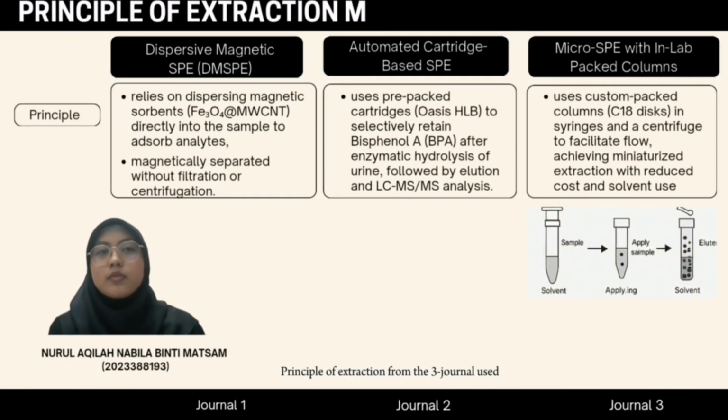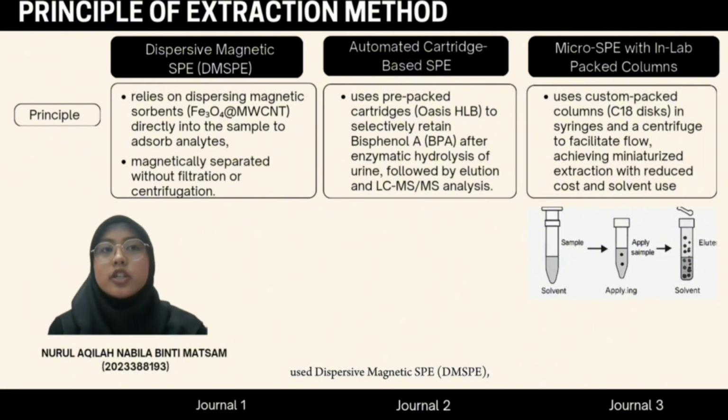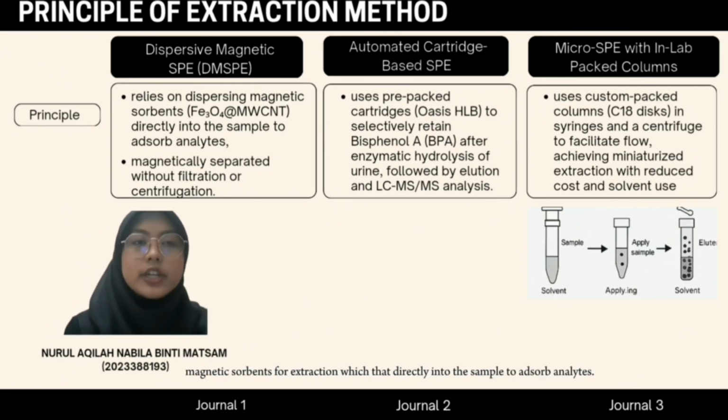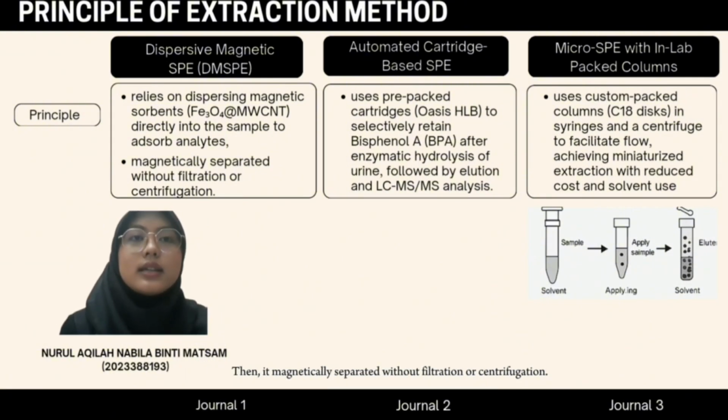The principles of extraction from the 3 journals used are different from each other, since the first journal used dispersive magnetic SPE, or MSPE, then journal 2 used automatic cartridge-based SPE, and micro SPE with an in-lab packed column was used in journal 3. First, journal 1 relies on dispersing a magnetic sorbent for extraction, which is added directly into the sample to absorb and analyze. Then it is magnetically separated without filtration or centrifugation.